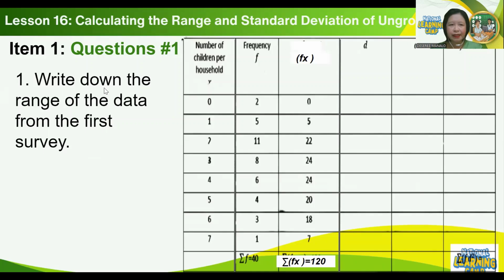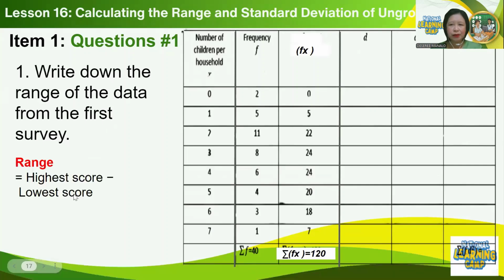Number 1, write down the range of the data from the first survey. As we all know, range is equal to highest score minus lowest score. So what is the highest score and the lowest score? We have 7 minus 0, which is equal to 7. So the range is equal to 7.